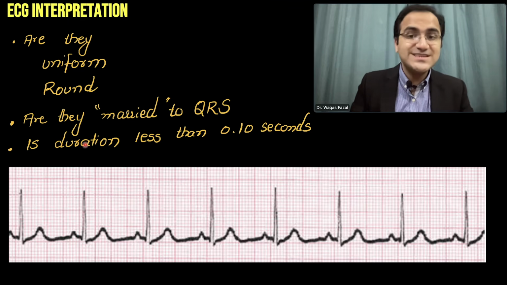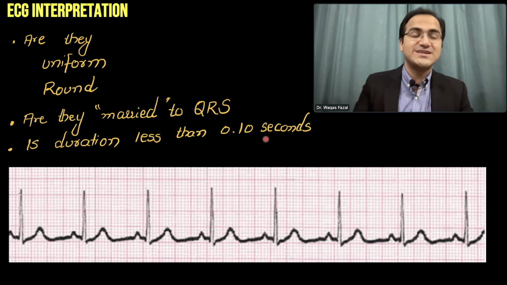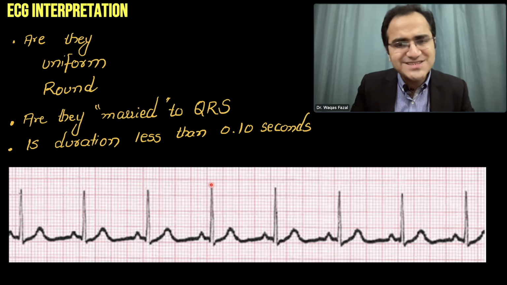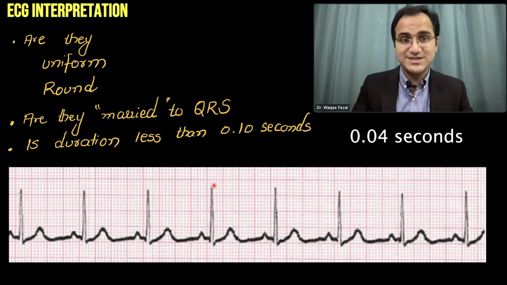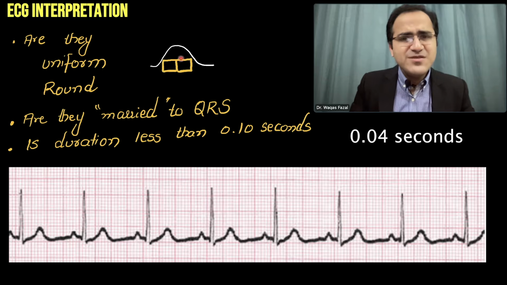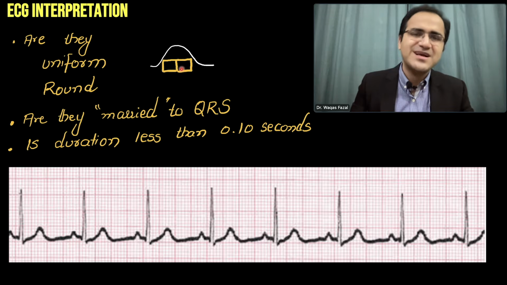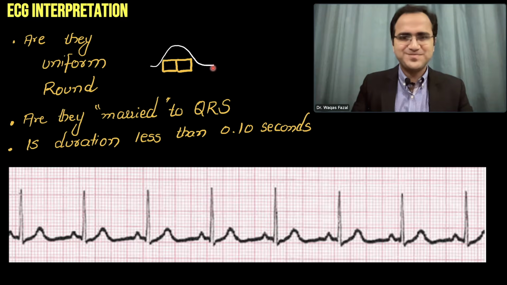And you have to see, is the duration of P wave less than or equal to 0.10 seconds. Normal P wave is less than or equal to 0.10 seconds. Now remember, a small box on ECG is equal to 0.04 seconds. And a P wave should normally have almost two small boxes in it. That is a normal P wave, round, upright, and married to QRS complex.